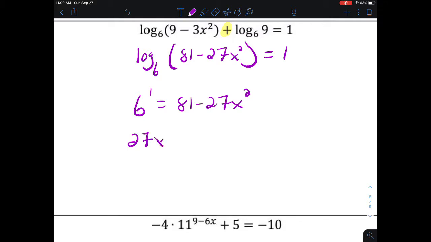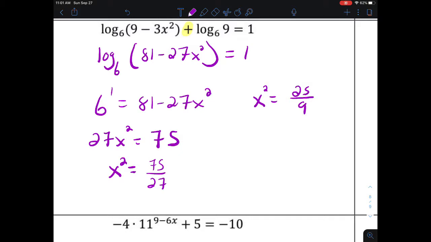So we'd have, what, 27x squared is equal to 75. Divide by 27. And you get x squared is equal to 25 over 9. So we'd continue through the process of solving. Now don't forget, I'd have to take the square root of both sides here. The square root of x squared is the absolute value of x. And the square root of 25/9 is the square root of 25 divided by the square root of 9, which makes 5 over 3. So we have 2 possible answers for x. X could equal 5 over 3, or x could equal negative 5 over 3.